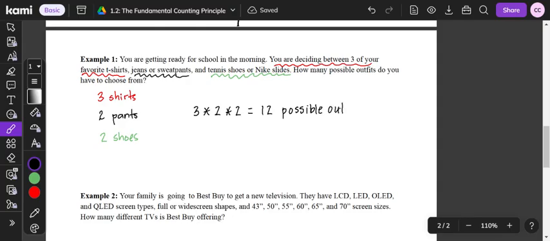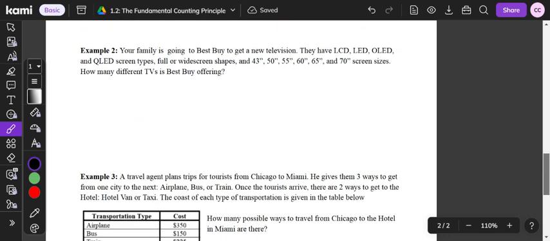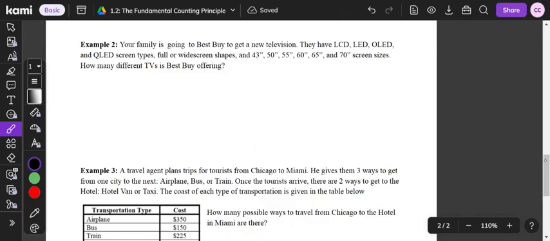And that's it. Okay, there are 12 possible outfits that we could choose from. Great. Next. Example 2 says your family is going to Best Buy to get a new television.